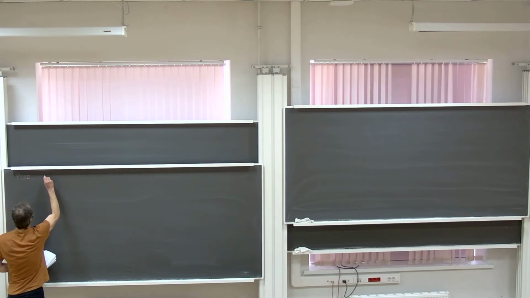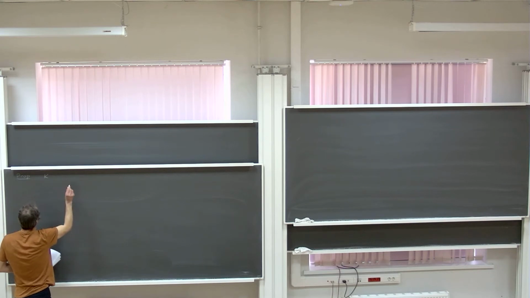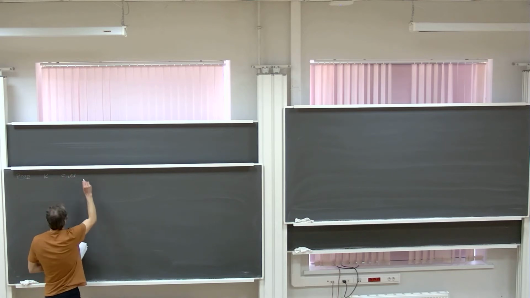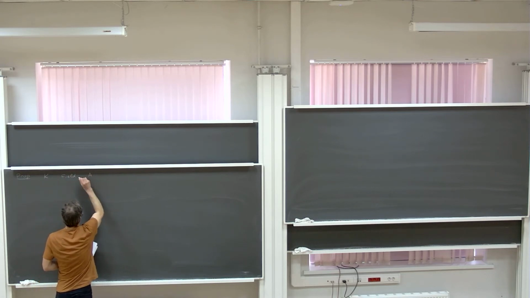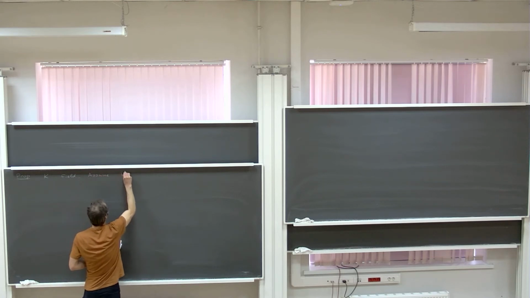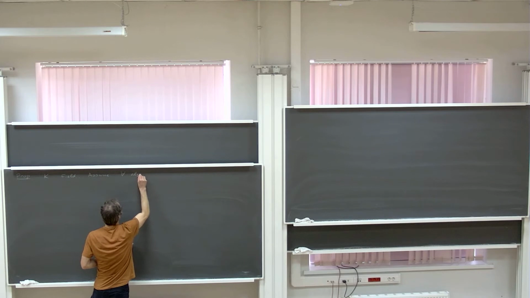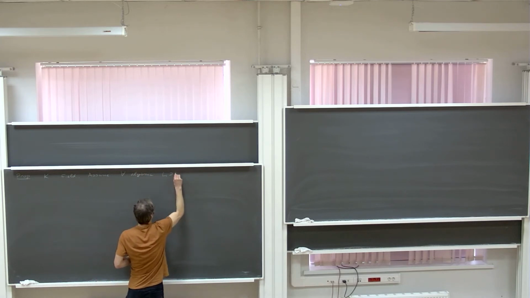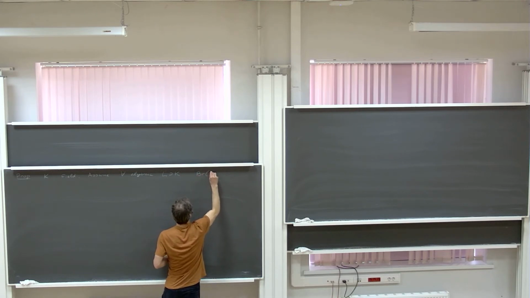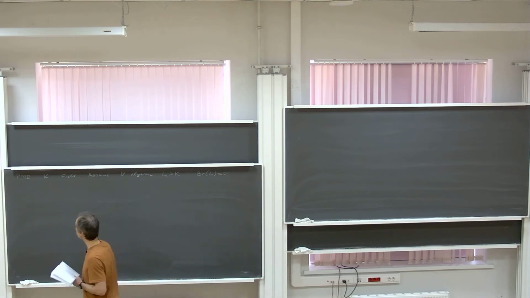So we have some field K, and we assume that for any algebraic extension L, the Brauer group of L is 0, and then we want to bound the cohomological dimension.